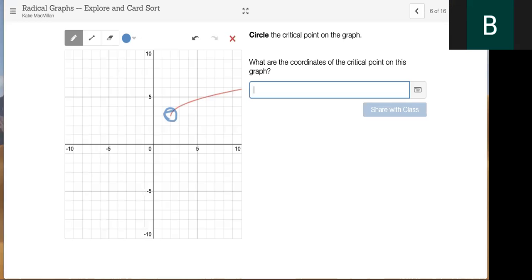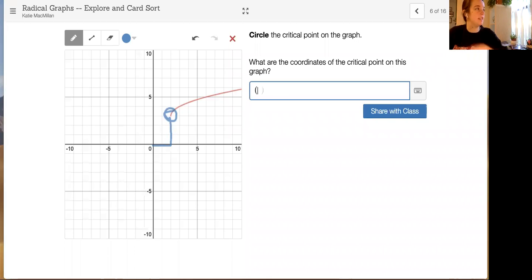Okay, so the critical point would be where it's circled. If you look at your x-axis and count 1, 2, then you go up 1, 2, 3. That would be your coordinates. Awesome, 2, 3. Thank you, Blanca, for sure.